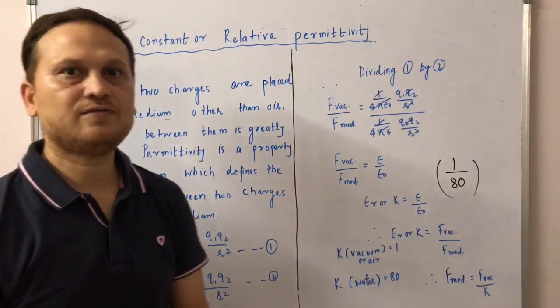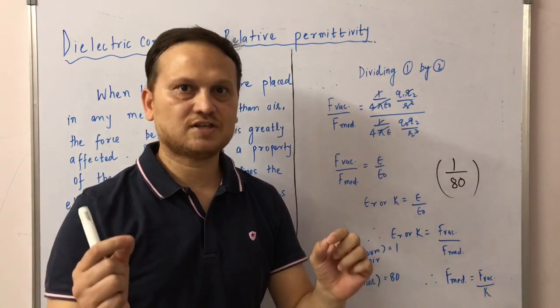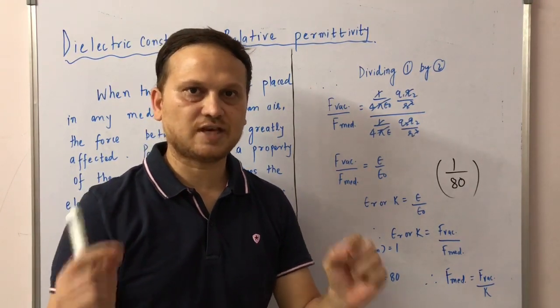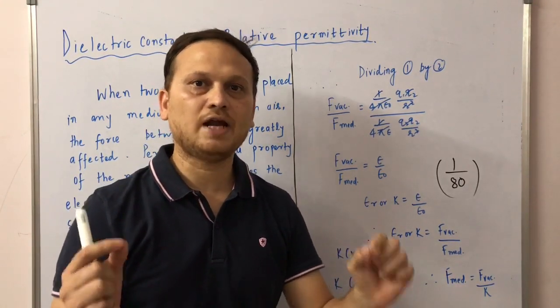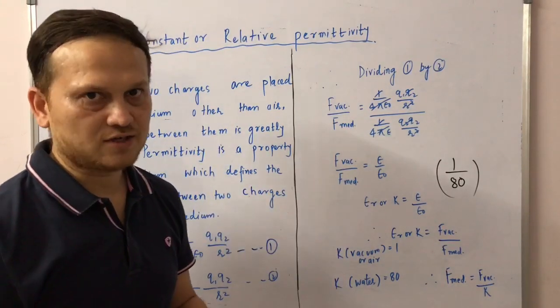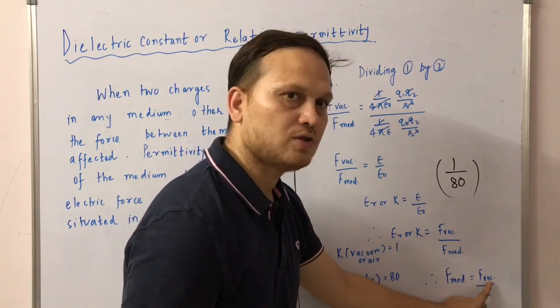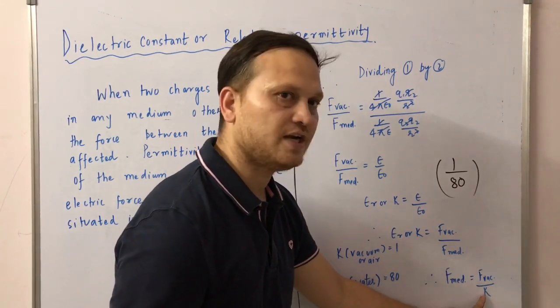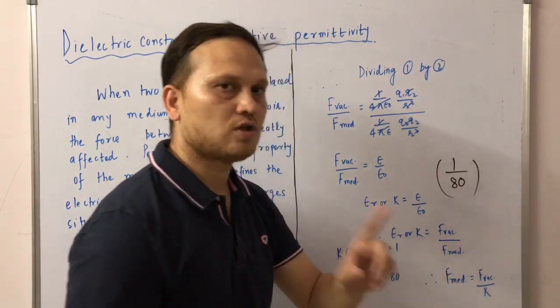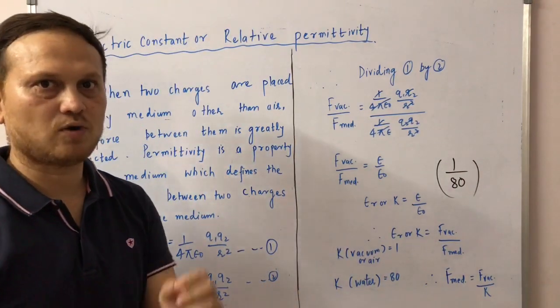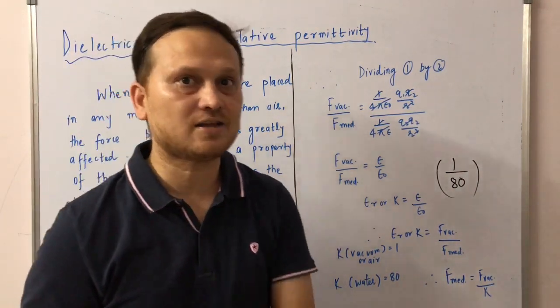For example, if the same amount of charges at the same distance has a force of 80 Newton in vacuum, and the same charges at the same distance are placed in water, then the value of K is 80, so 80 divided by 80, the value becomes 1 Newton. That means 1 by 80 times, so it decreases by 80 times.